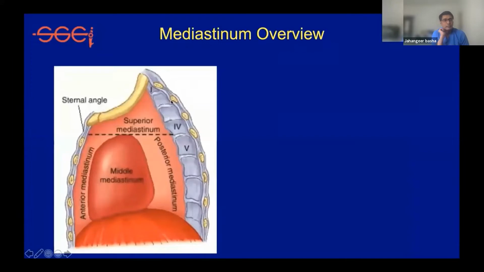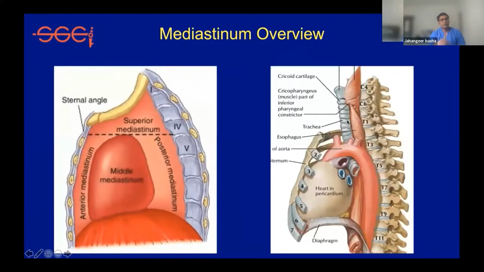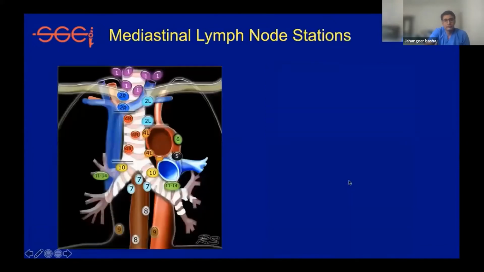Mediastinum is the space between the two lungs, extends from the root of the neck to the diaphragm. It is divided into superior and inferior parts. Inferior part is further subdivided into anterior mediastinum and posterior mediastinum. In between there is the heart. Esophagus is a part of the posterior mediastinum. Trachea, heart, and the great vessels are anterior to the esophagus.